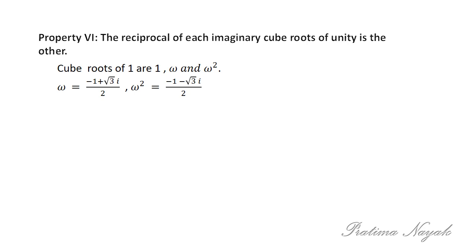Next we will see another interesting property. The reciprocal of each imaginary cube root of unity is the other. That means the reciprocal of omega is equal to omega square and the reciprocal of omega square is equal to omega.